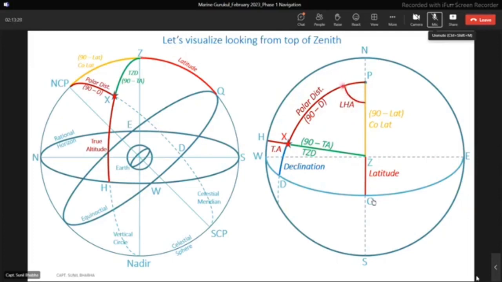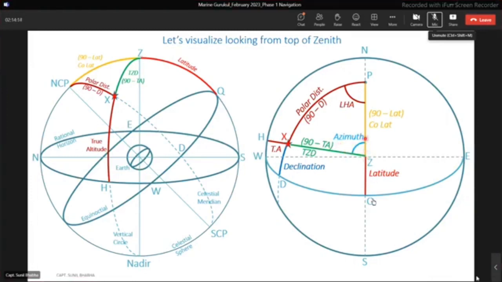So we have identified angle P of the PZX triangle. Let's move on to another angle now. Let's concentrate our attention on angle Z. Now if you look at angle Z, this is the angle between the celestial meridian of the observer, PZQS, and the vertical circle passing through the body. This angle is the azimuth of the body. Let me represent it in blue color. You can see this particular angle here. This is the definition of azimuth.